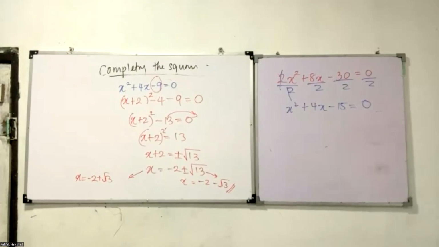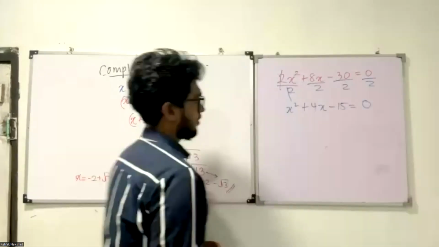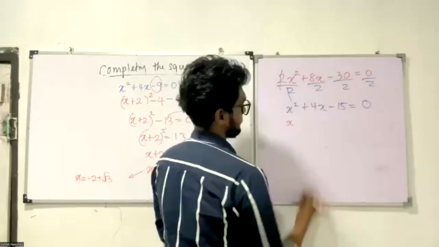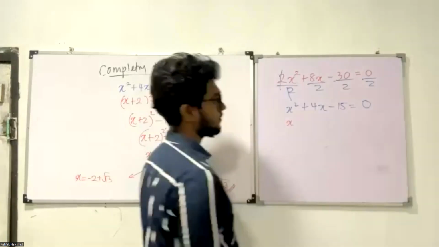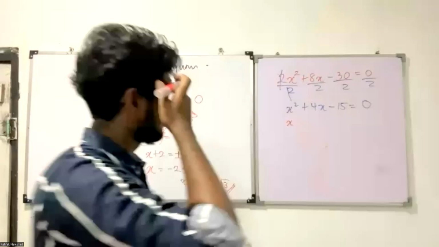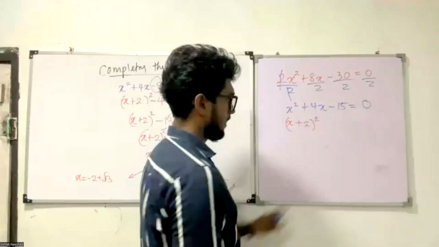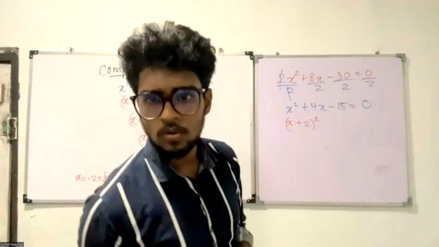Yes, exactly. Yes, good. Great. See, notice all this. We write x and we write half of this. What is half of plus 4? Half of plus 4 is plus 2. x plus 2 squared. The sign must always be minus. Okay? The sign must always be negative.